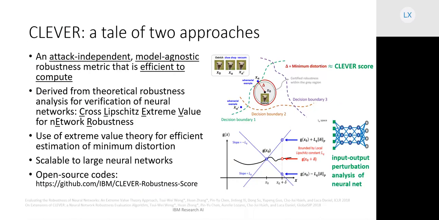Yes, exactly. That's a very good point. This smoothness actually relates to the input Lipschitz function. If you think of your neural network as a function, then its Lipschitz constant regulates how much your input perturbation will be amplified in the output. That is something that we use to evaluate the robustness. That's a very nice observation.